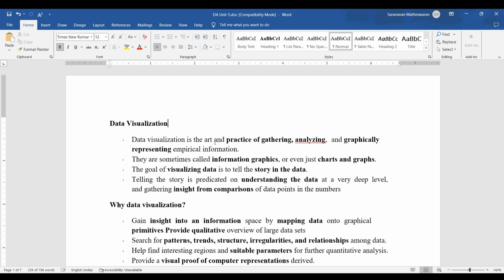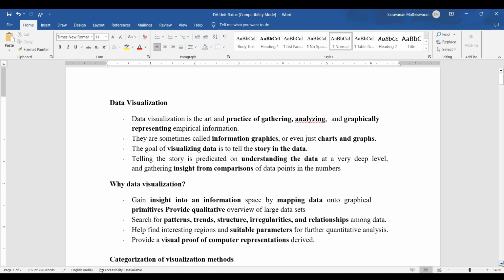Why are data visualizations required? To gain insight in the information space by mapping data onto the graphical primitives, providing a qualitative overview of a large data set, such as searching for patterns, trends, structure, irregularities, and relations among the data. It helps to find interesting regions and suitable parameters for further quantitative analysis, providing visual proof of the computer representation of the derivatives.